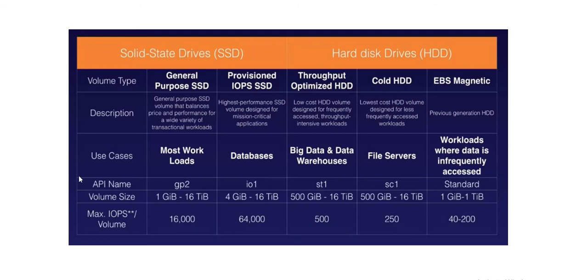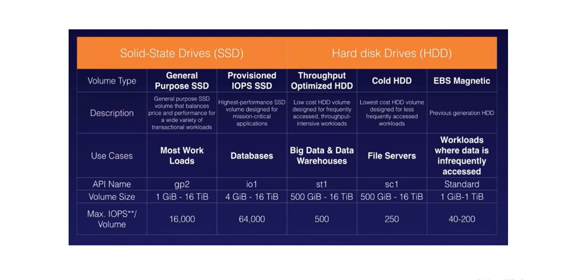And here what you need to note and remember for your exam is the API names. For general purpose SSD it is GP2, and for provisioned IOPS it is IO1. For throughput optimized HDD it is ST1, cold hard disk drive it is SC1, and EBS magnetic drive it is standard. So you need to remember this.